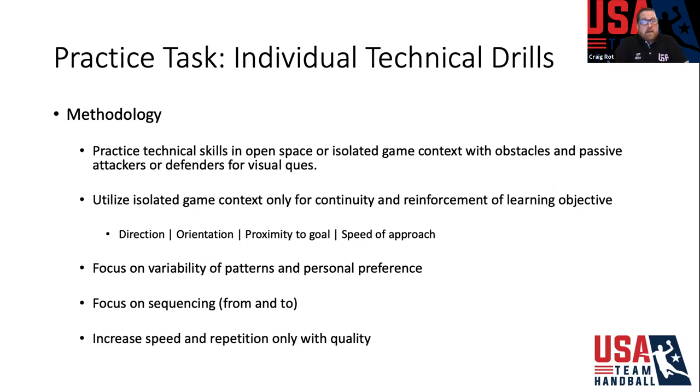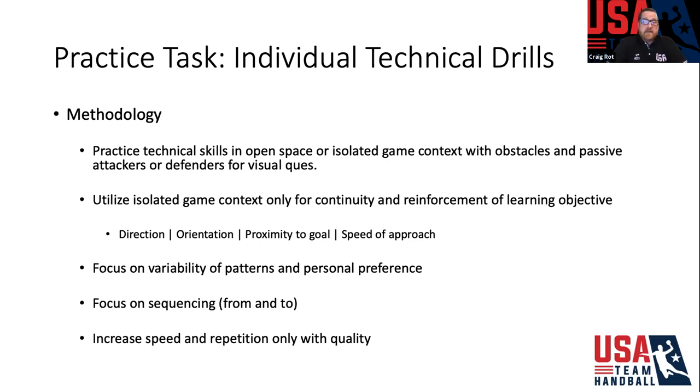Our methodology is practice technical skills in open space or isolated game context with obstacles and passive attackers or defenders for visual cues. Visual cueing is a huge thing. Proximity, space, width, and depth. It all matters. Starting a 1v1 at 14 meters is a waste of time. What are you going to do after it? You're out of options and you're only at 12 meters, you know? And so understanding that having that spacing goes a long way into developing skills.